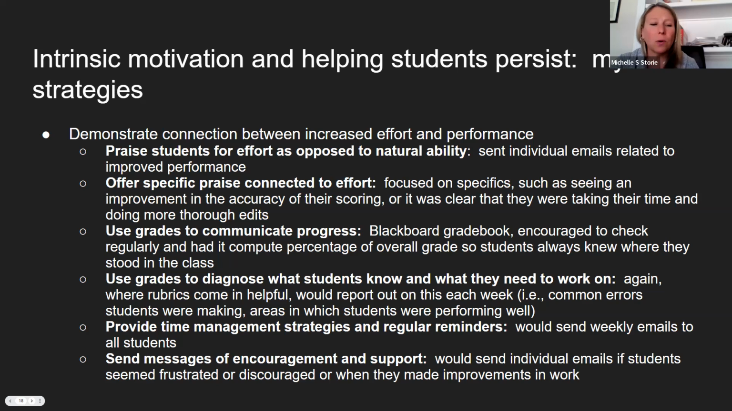The final piece I just want to comment about is the time management strategies and regular reminders. I like to stay in constant communication with my students. I've already sent out my welcome email for next week, but then I do send weekly emails with little tidbits and reminders. I do notify people about resources.